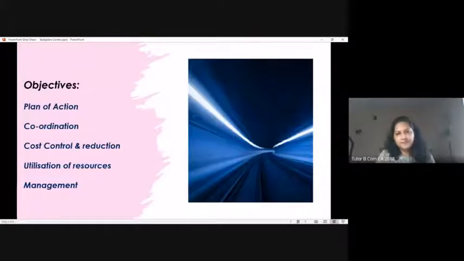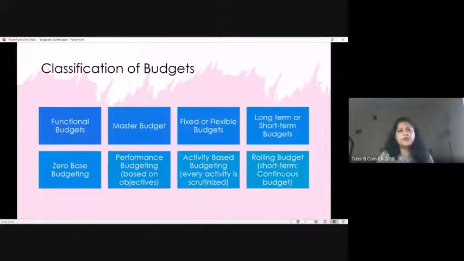Okay, now the aspect which we are going to discuss in today's class is classification of budgets. We said a budget is a plan, it is an estimate, it is future oriented, it helps us to design our activities in future. Based on these aspects, primarily budgets can be classified into functional budget, master budget, fixed or flexible budgets, long-term or short-term budgets. So this is the first primary aspect of classification of budgets.